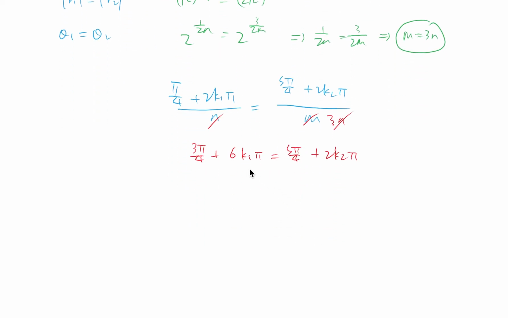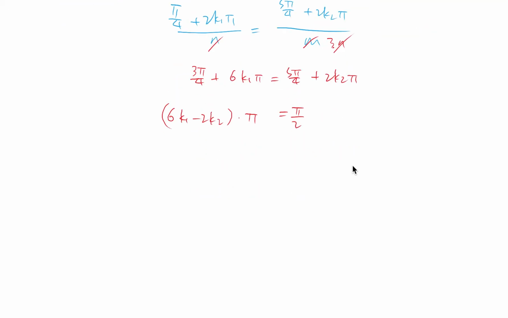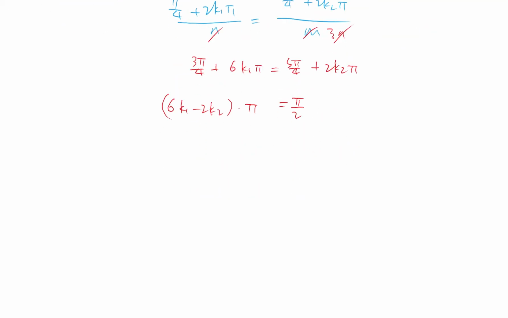Move all the k terms to one side and all the pi terms to the other side. So 5 pi over 4 minus 3 pi over 4 is 2 pi over 4, which is half pi. And then we have 6k1 pi minus 2k2 pi, so (6k1 minus 2k2) multiplied by pi. And you can see this is a big contradiction.